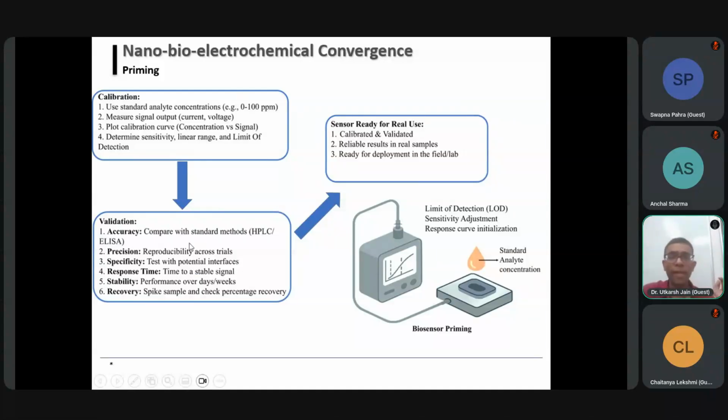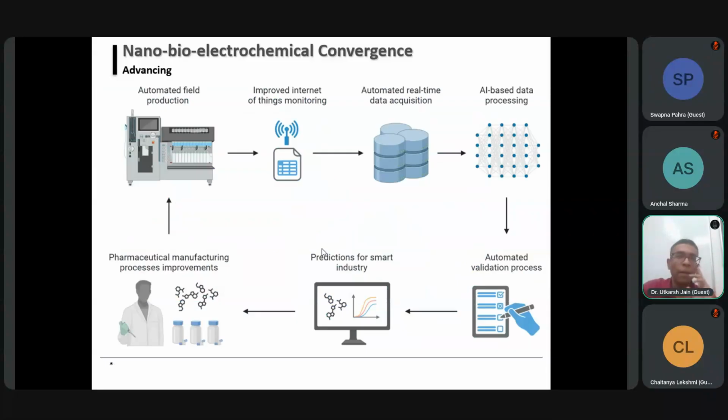So a couple more things I need to incorporate in the priming while developing and while transforming the developed biosensing device into a real device. Now the part is advancing. I'm not focusing on that part because it's of course a futuristic approach, but I can tell you that nowadays automation and AI-based sensing or AI-based data processing can lead us to more advanced biosensing approaches.